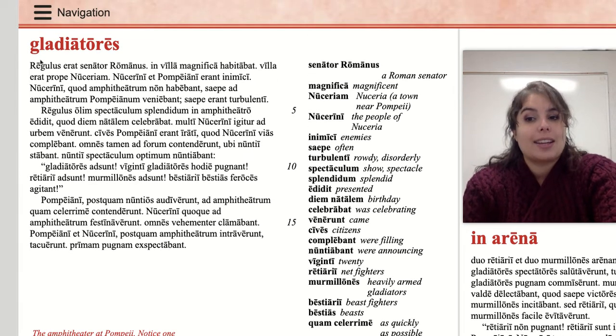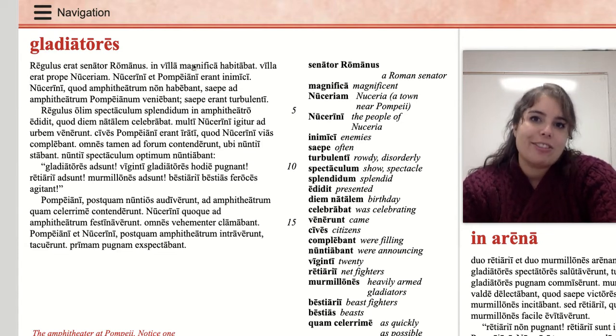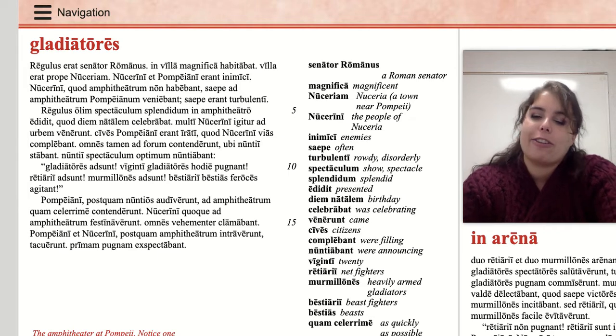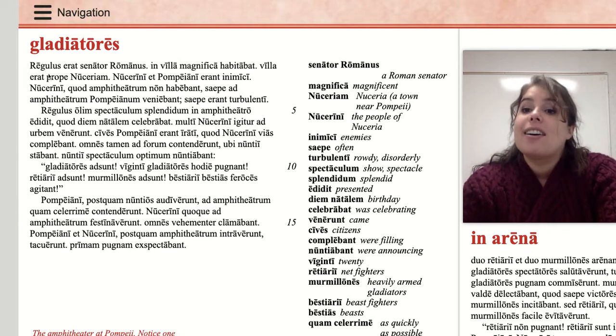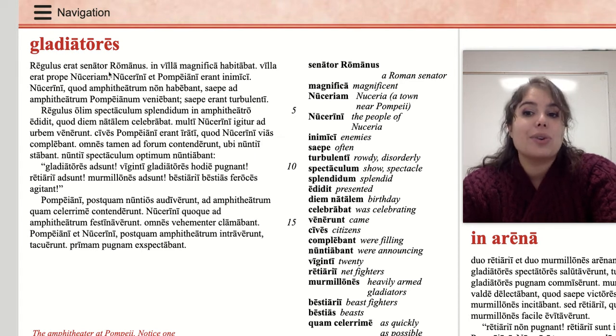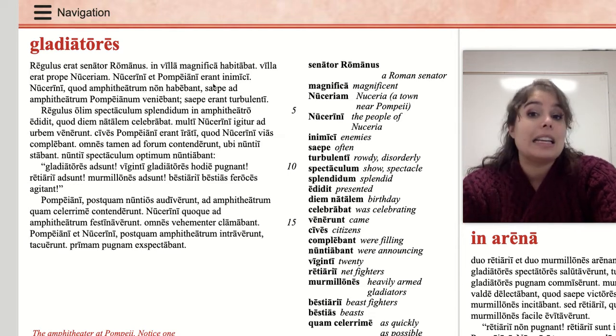All right, so as usual, I shall read through the Latin, so follow along, and then after that you'll translate the passage and then come back for part 2.